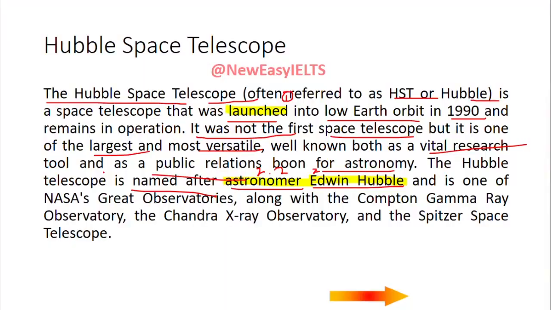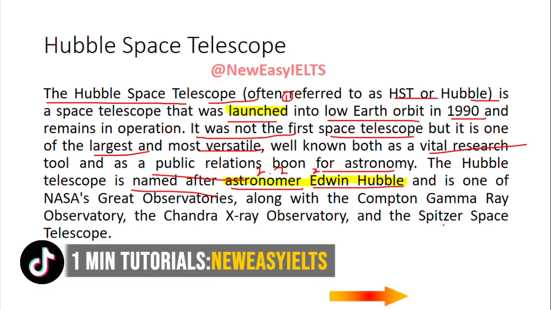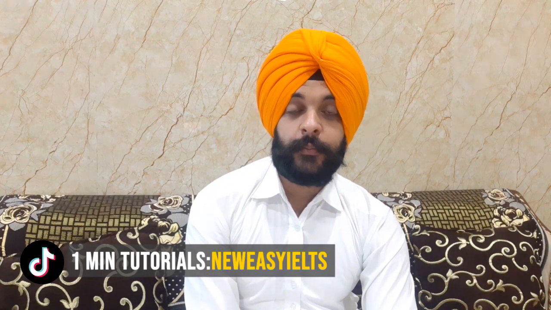Okay, so we got three words, and maybe we have to write all the regions of electromagnetic spectrum. So now we head over to the first page and read it where we left. And is one of NASA's great observatories, along with the Compton Gamma Ray Observatory, the Chandra X-ray Observatory, and the Spitzer Space Telescope. Nothing is given in the first page about the third question. So now we have to change the page.